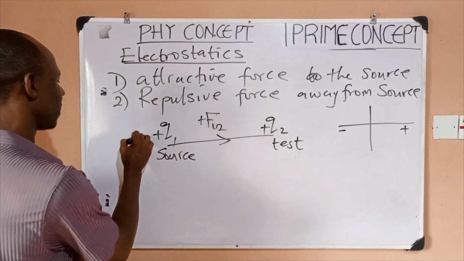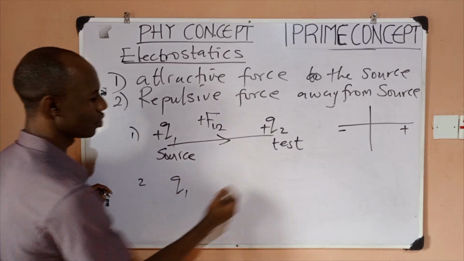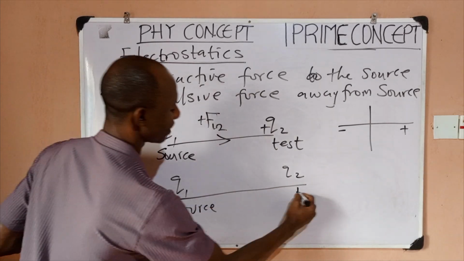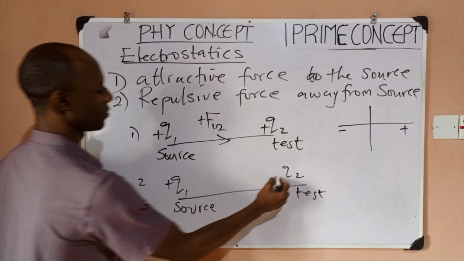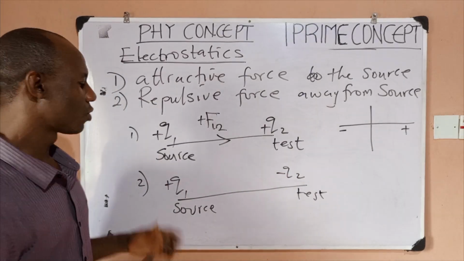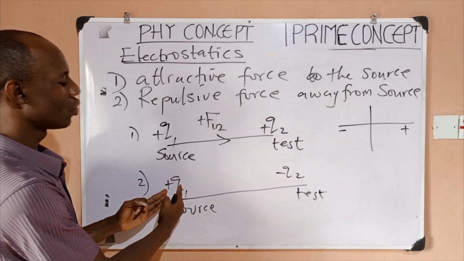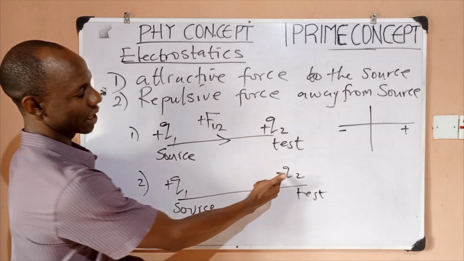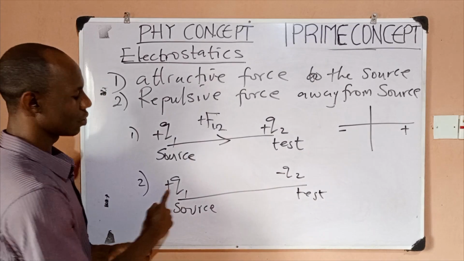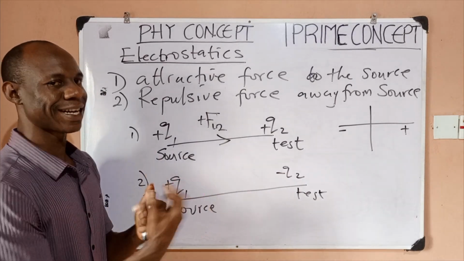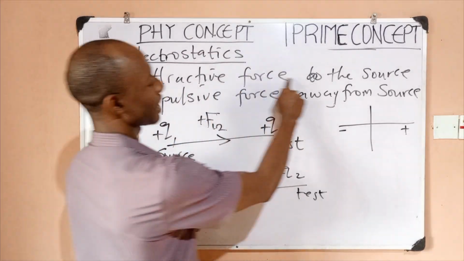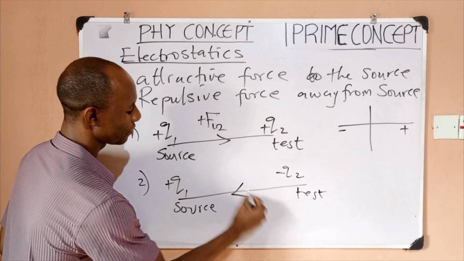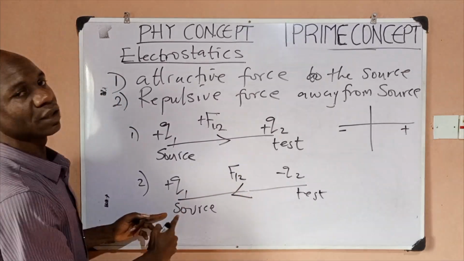Now I'll give another one. Say this is Q1 and this is Q2. Say this is our source and this is our test. This is positive and this is negative. We want to find the force that Q1 would exert on Q2. Now if you check, Q1 is positive and Q2 is negative. So the kind of force you would have, positive, negative, would be an attractive force. And attractive forces are always pointing to the what? To the source. So since this is your source, you would have F12 pointing to your source, right?